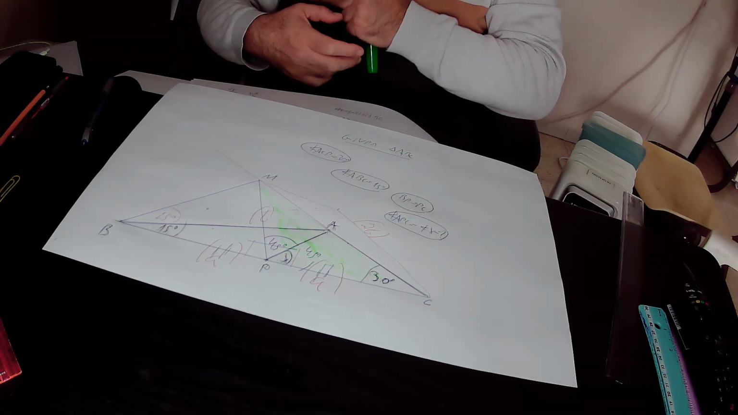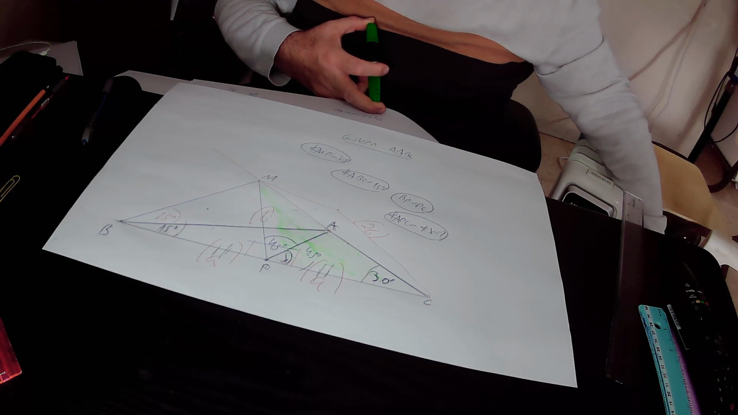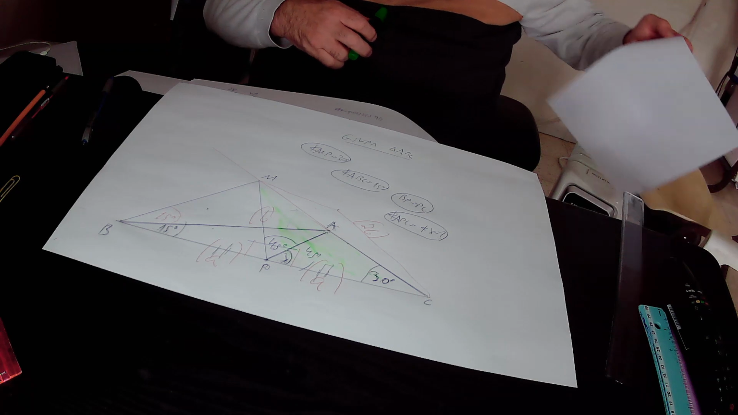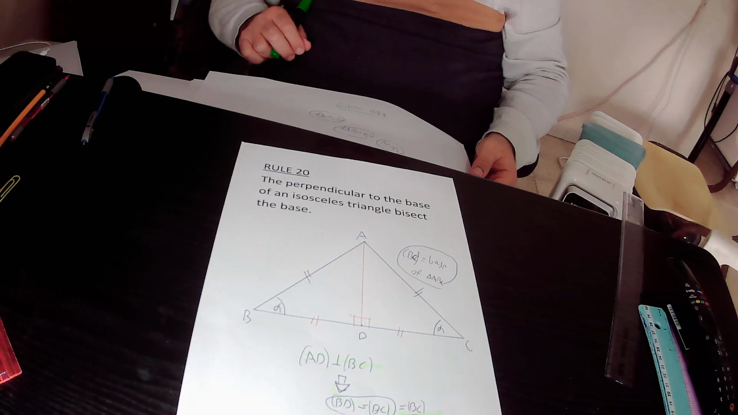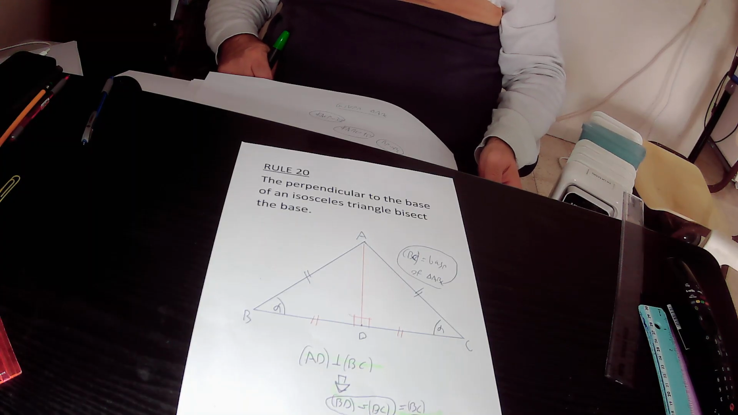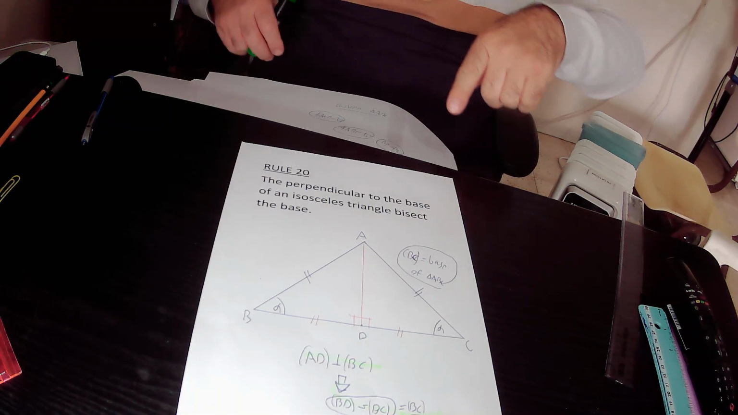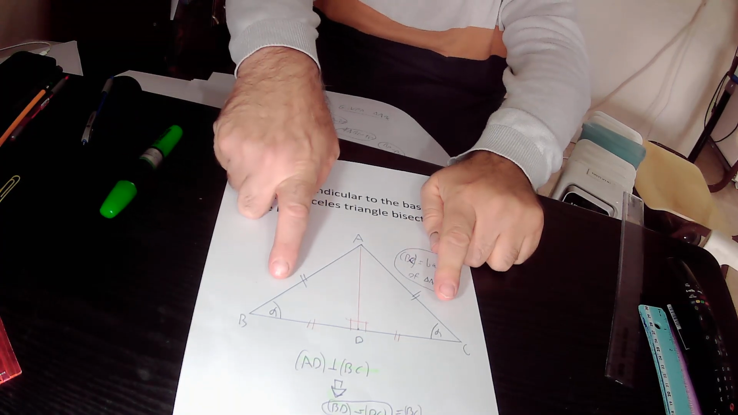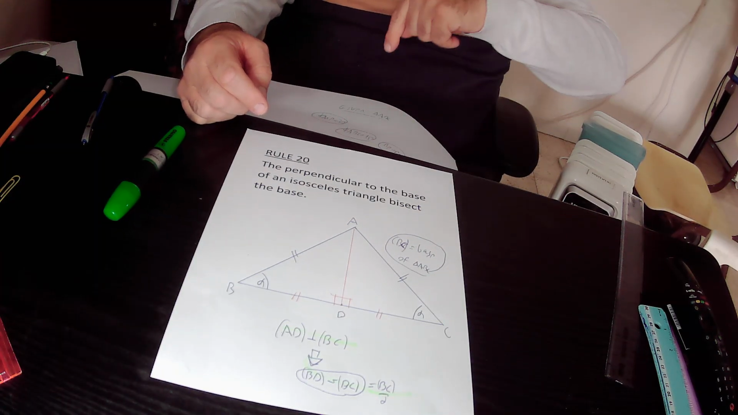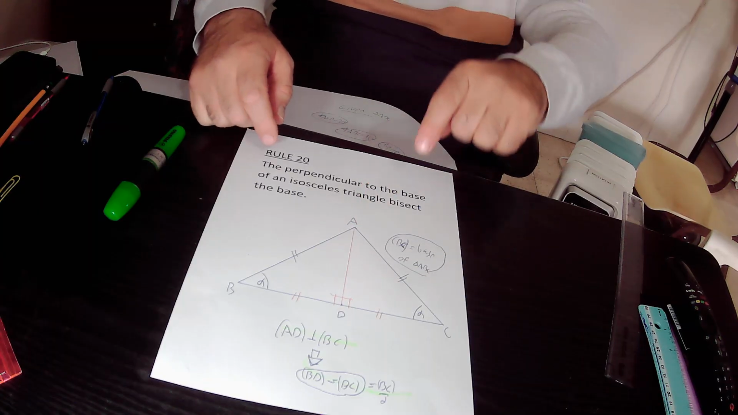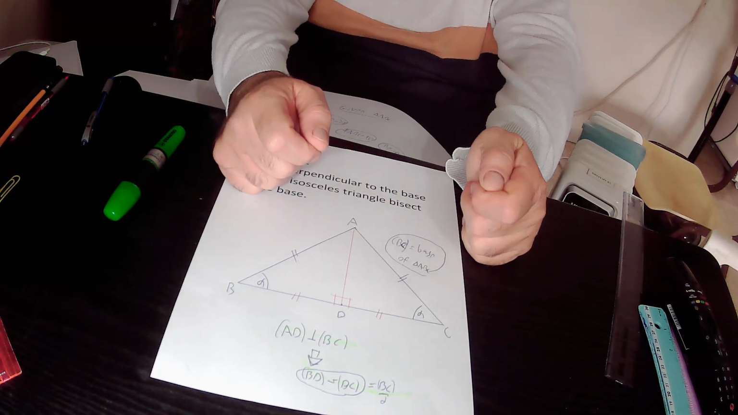And here we can implement Rule 20 in our drawing. So a bit quicker on Rule 20. According to Rule 20, the perpendicular to the base of an isosceles triangle bisects the base. In the drawing, we have triangle ABC that is an isosceles triangle because those two sides are equal to each other and those two angles are also equal to each other. And from point A, we draw a perpendicular to the base BC. So this angle equals 90 degrees and this angle also equals 90 degrees inside according to our construction.